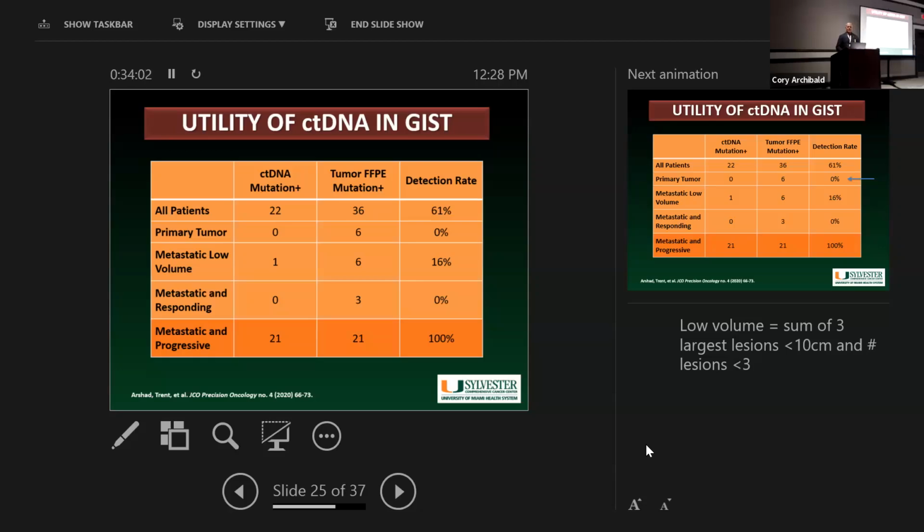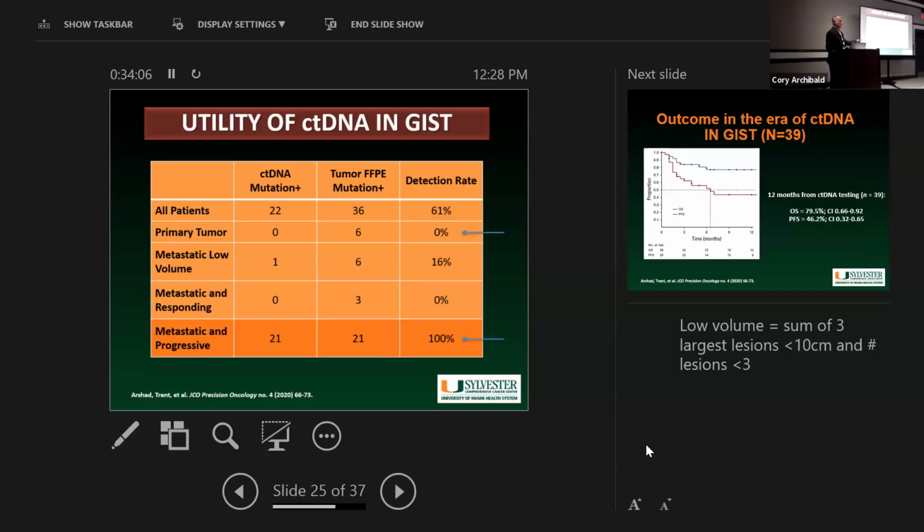However, if the patient has metastatic disease and a growing tumor and larger volume tumor, which we define as 10 centimeters of the 3 largest lesions, if they're over 10 centimeters and the patient's resistant, you have 100% detectability of ctDNA. But if it's less than that, we found 16% detectability. So if a patient has a 3 centimeter tumor that's stable, maybe growing very slowly, I might not do ctDNA on them because there's high probability it's going to be non-detectable.